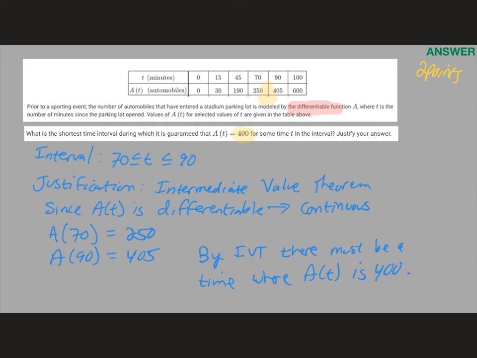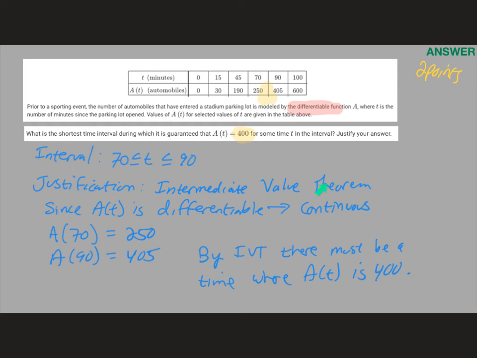Third part, what is the shortest interval during which it is guaranteed that A of t equals 400 for some time t in the interval? We've seen this a couple times now. To get a guaranteed output or a y value that doesn't appear on the table, you're probably going to be using the intermediate value theorem. Since 400 appears between 70 and 90 minutes, then the interval is 70 and 90 minutes, and that's one of the 2 points. And then the justification is the intermediate value theorem.